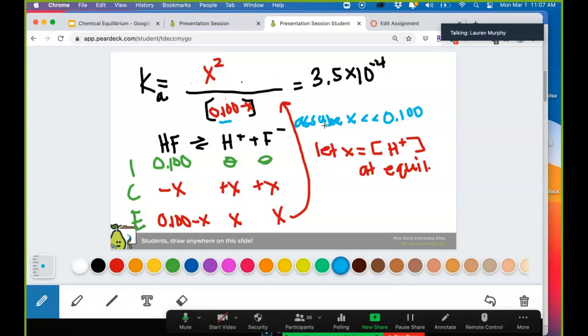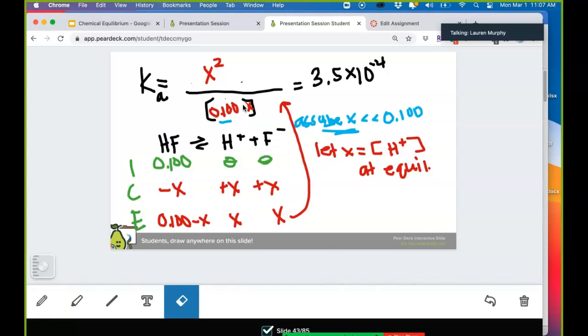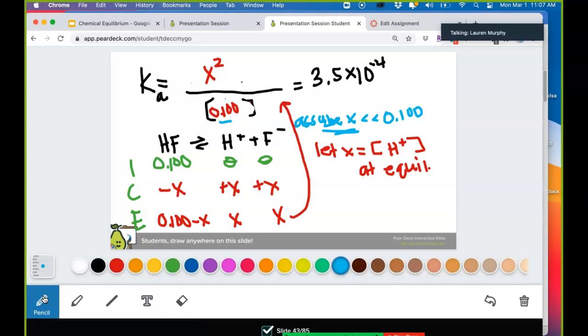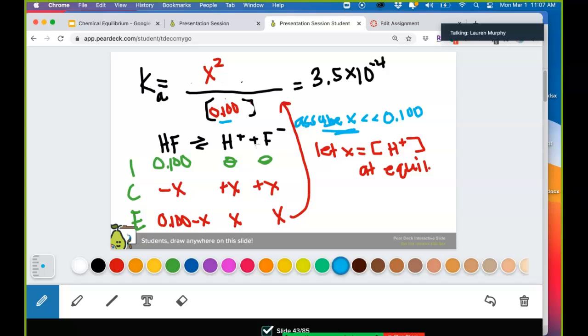So what this allows me to do is basically I'm saying X is so small that if I subtract it from this number, it won't really change this number by that much. So because of that, I can get rid of it. Now I can solve for X very easily without the quadratic. This assumption that X will always be small will always work in this class. It won't always work when you get to college, but it will always work for the sake of this class.